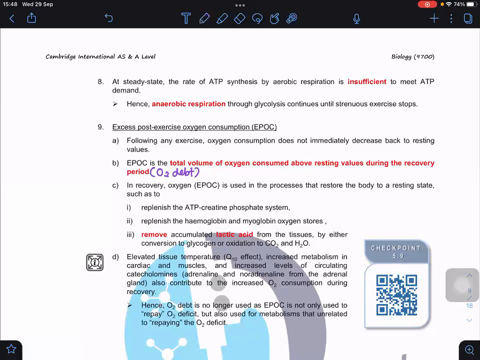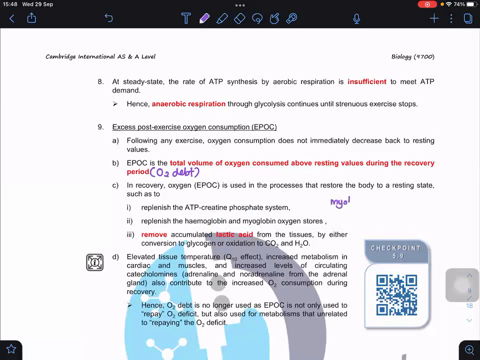So in this recovery, what do we do? We replenish the ATP-creatine phosphate system. Just now we used it, right? Then we build it back. We also replenish the hemoglobin, because we used so much hemoglobin, and the myoglobin. Myoglobin we are going to learn in the next topic.